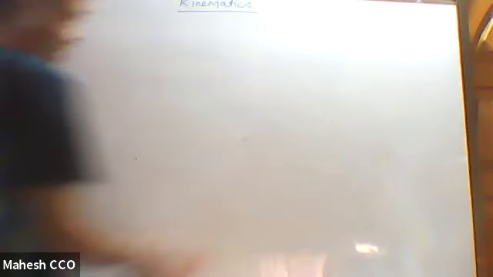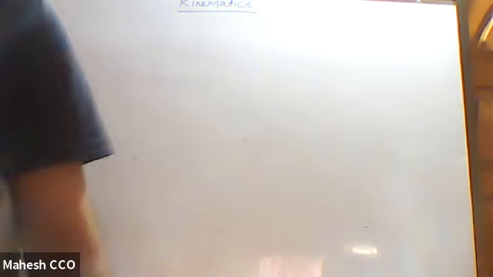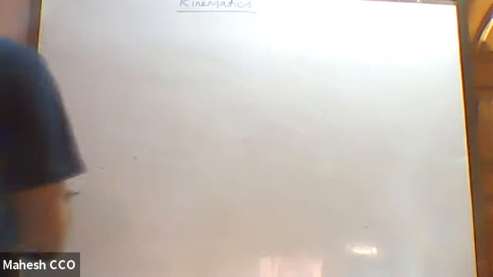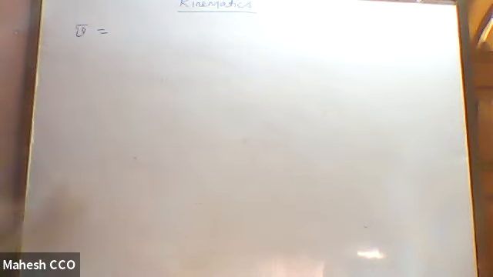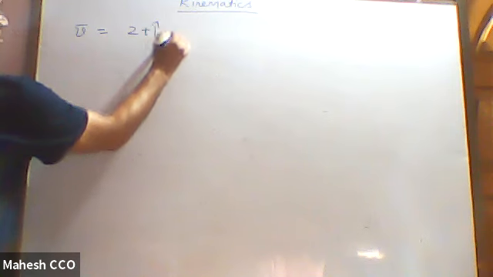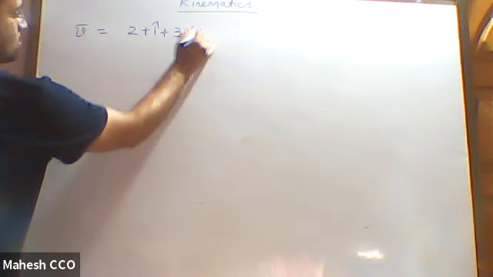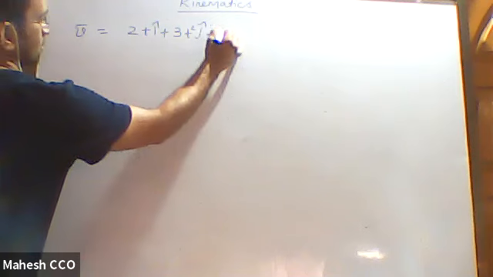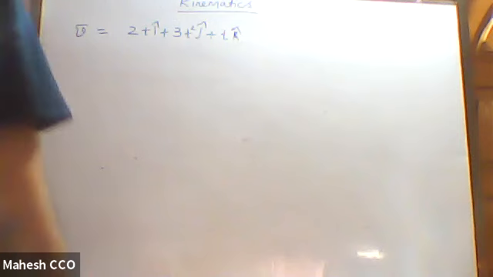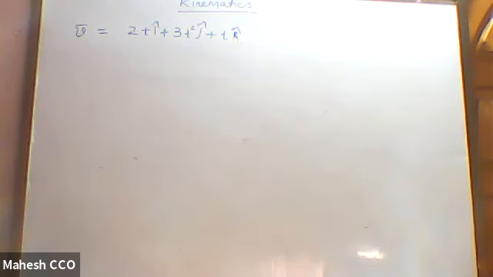Now please concentrate on this problem carefully. Okay. So let us say the velocity of a particle is given by 2t i cap plus 3t square j cap plus t k cap.